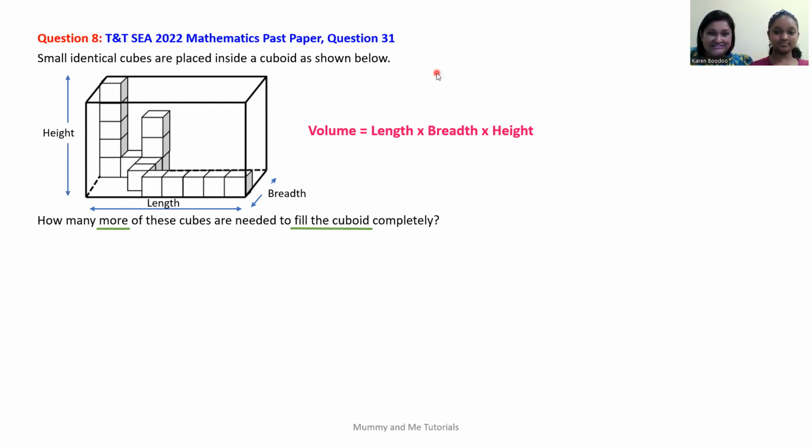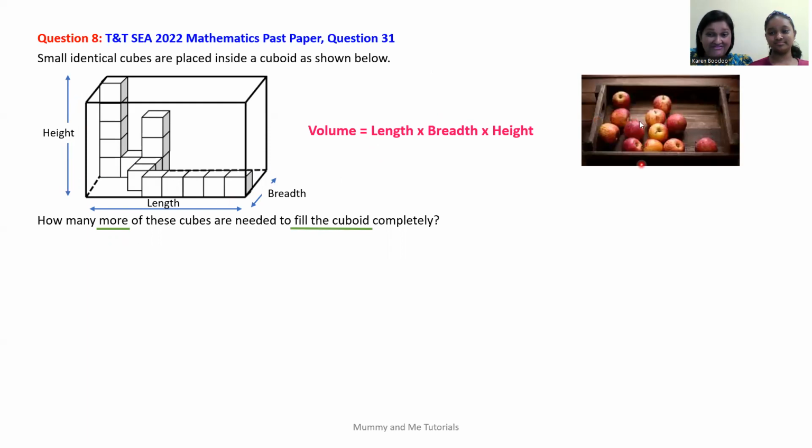Okay, so let's say we have this box with apples. Good. How many apples do we currently have in this box? 1, 2, 3, 4, 5, 6, 7, 8, 9, 10, 11, 12 apples. So we currently have 12 apples in this box.